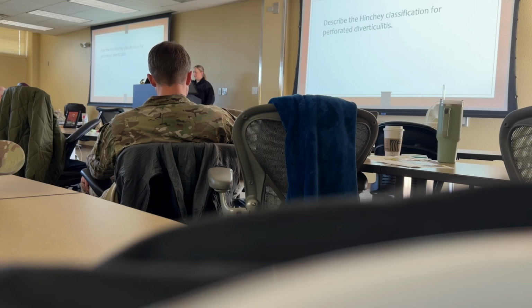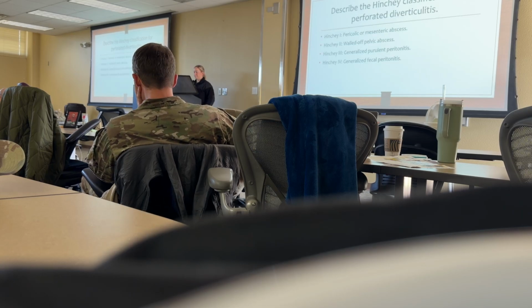Alright. Did we talk, I know it's on the slides, but did we talk about the Hinchey classification for perforated diverticulitis? Okay. You guys get a little special treat. So these are the 1 through 4. So 1 is just a little abscess, nothing, we give bowel rest, IV antibiotics, all the way to Hinchey 4, which is what we were talking about, the generalized fecal peritonitis. Okay.